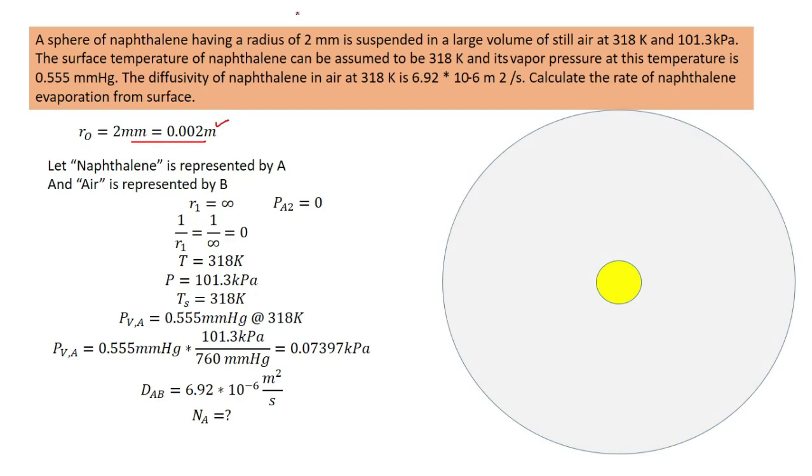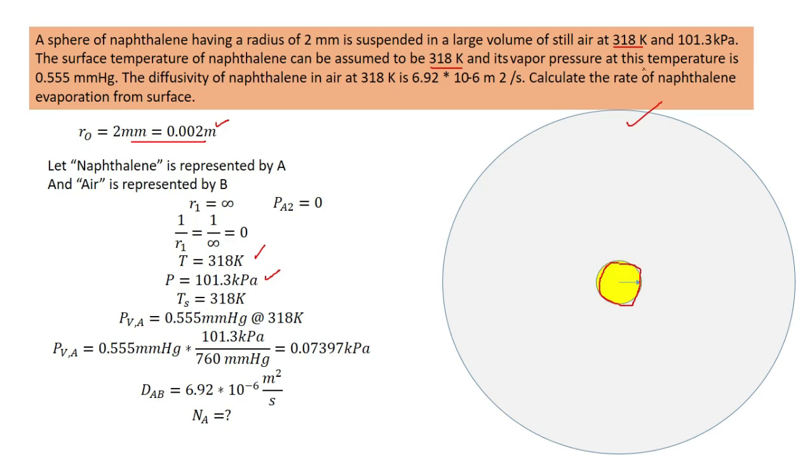So this sphere is suspended in a large volume of still air. Air is still; it is not moving. This is the large volume, let's assume. This air is present at a temperature of 318 Kelvin, while the pressure is 101.3 kPa. The surface temperature of the naphthalene can be assumed to be 318 Kelvin.